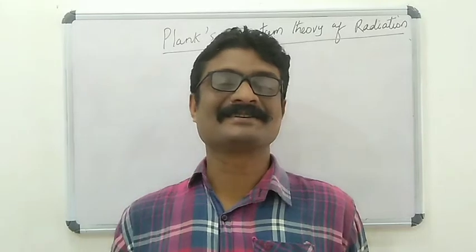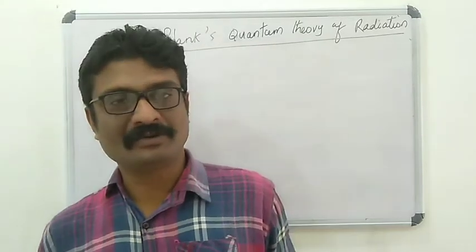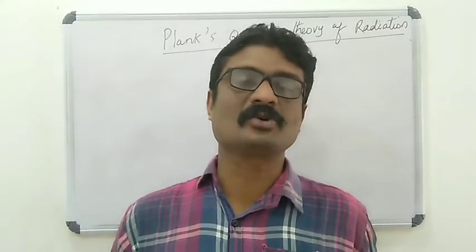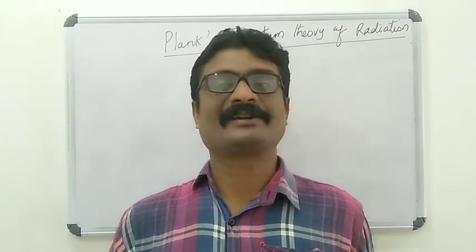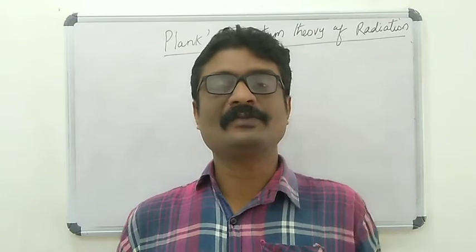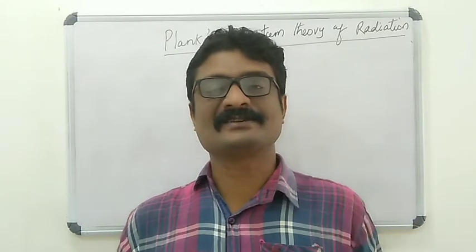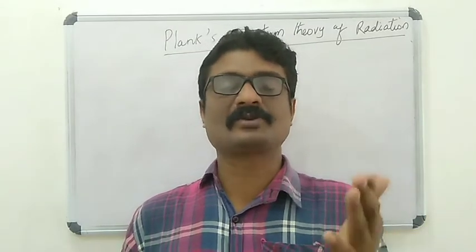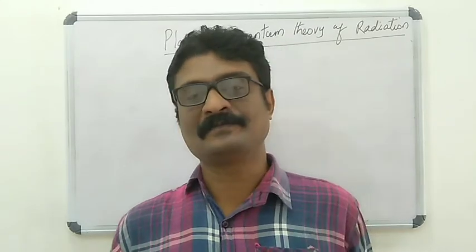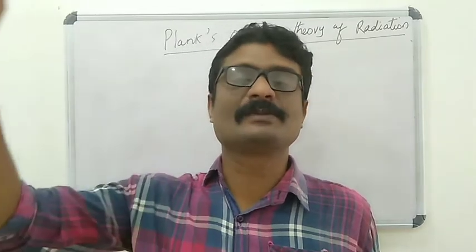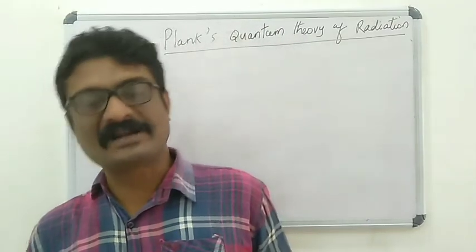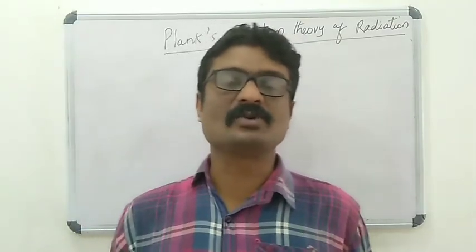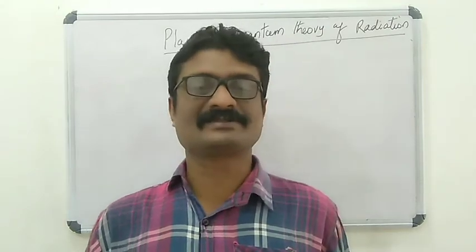So students, in my last video, we have learned the phenomenon of photoelectric effect. What is meant by photoelectric effect? The phenomenon of ejection of electrons from certain metals, potassium, rubidium or cesium, when light of suitable frequency falls on it. This is called photoelectric effect, and the ejected electrons are called photoelectrons.